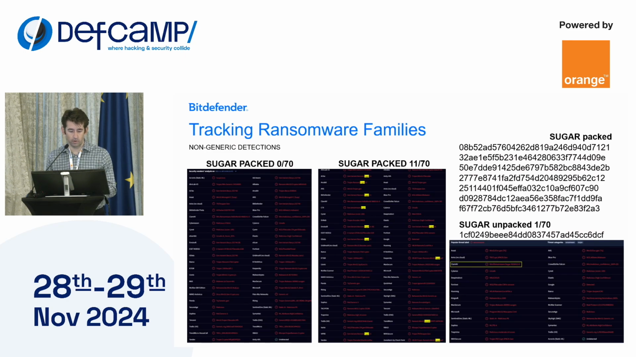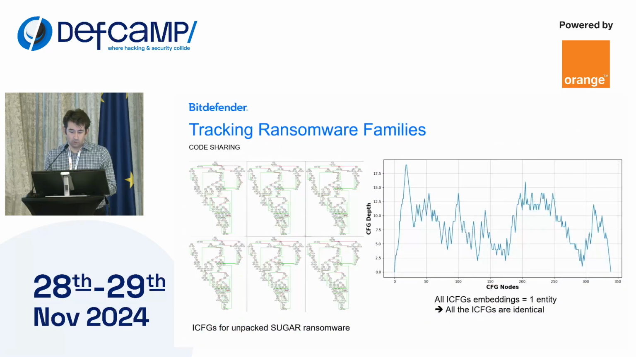So why doesn't the first figure here have any correct label for the detections provided by vendors? Maybe no vendor unpacked the binary to actually see that we're dealing with sugar ransomware. But we have in the middle a few other binaries which were maybe unpacked and labeled accordingly.